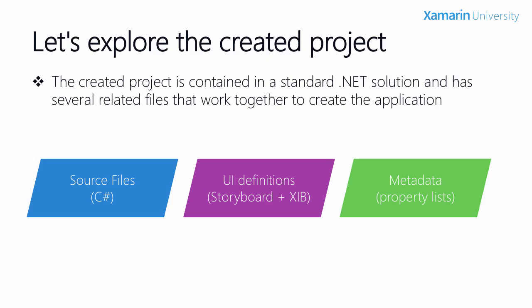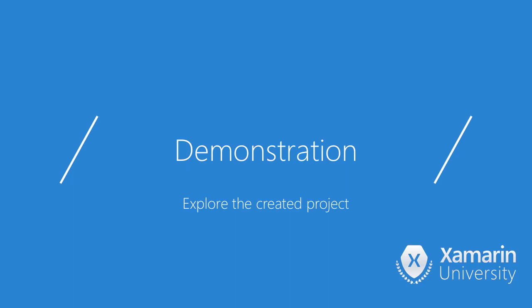The last type of file that you'll find in your project is metadata files, or property lists. These have the extension plist, and they're essentially XML key value pairs that describe additional bits of information that are necessary for the application to run. And so we'll see two of these files in your project when we look at it in just a moment. So let's go ahead and create a project and then walk through all the pieces together.